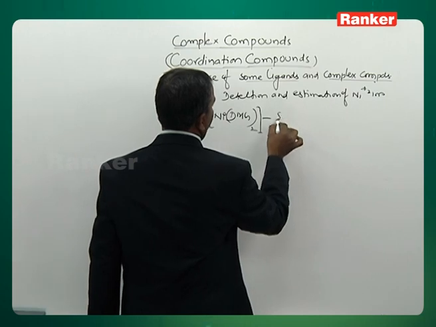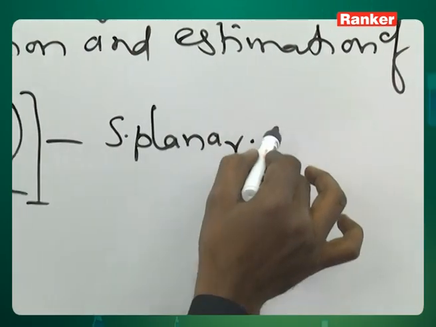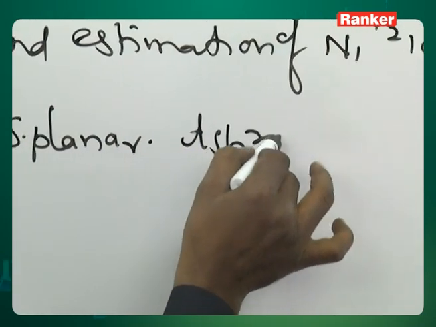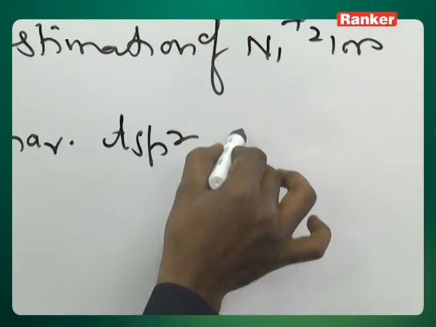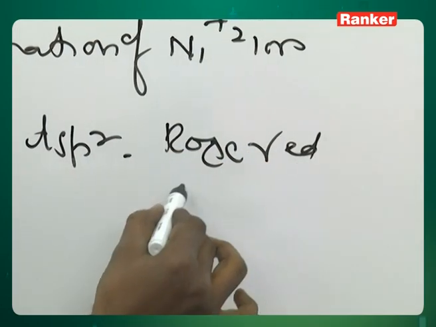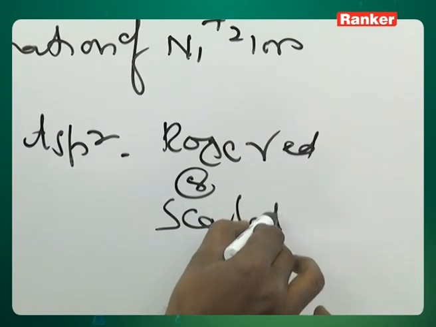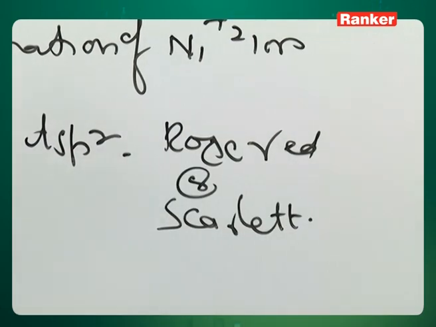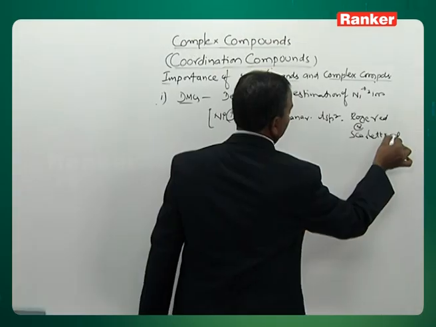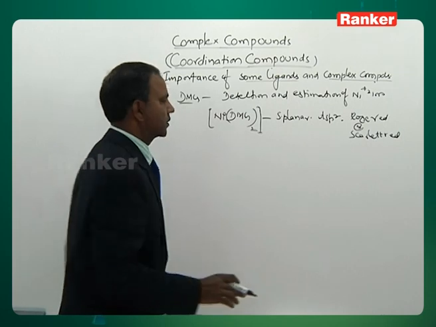It is actually square planar with dsp2 hybridization. It is rose red or scarlet red in color. So this is the importance of DMG and the nickel DMG complex.